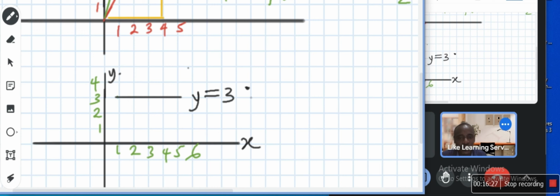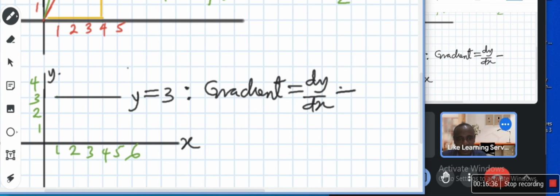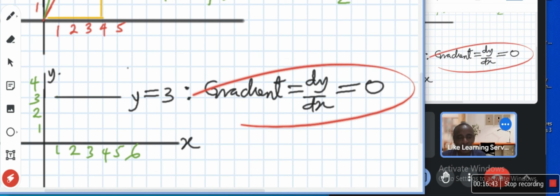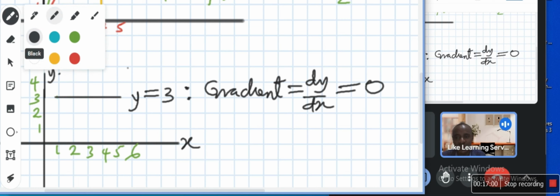So, gradient or dy over dx is equal to 0. Did you hear me? Yes, sir. Why is it equal to 0? Because it has no steepness. It has no steepness, it's just a horizontal line. So, the gradient of a horizontal line is always equal to 0.